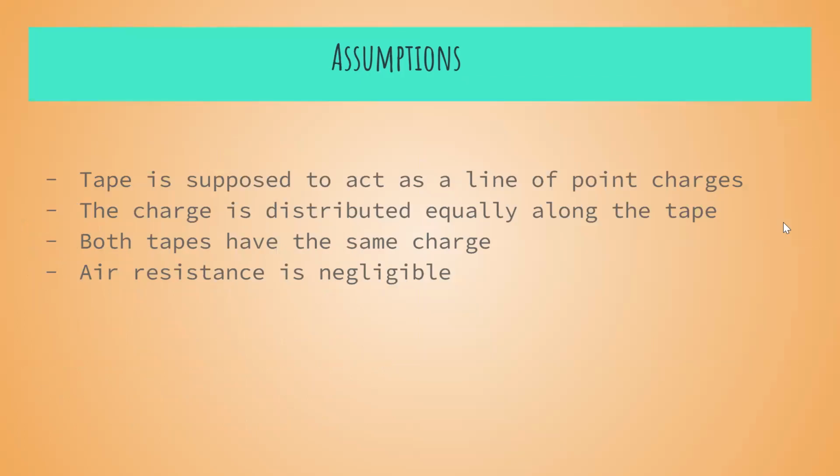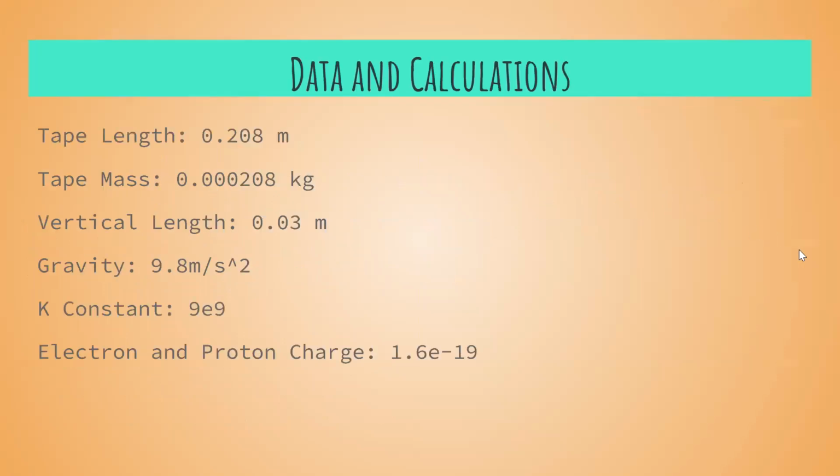Assumptions. Just like before, the tape is supposed to act as a line of point charge. The charge is distributed equally along the line. And just like before, both tapes have the same charge and air resistance is negligible.